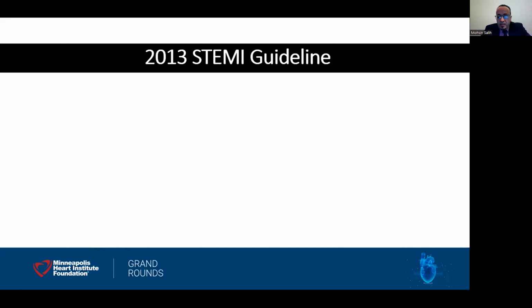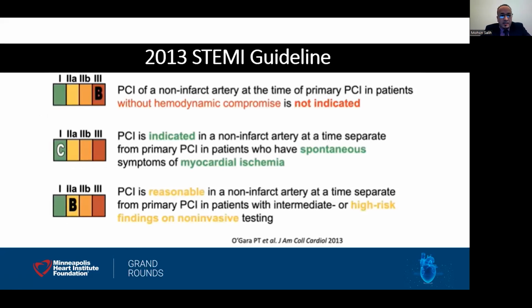So in 2013, depending on the data at the time, the STEMI guidelines said it is harmful to treat patients presenting with STEMI who have multivessel coronary artery disease when they are hemodynamically stable. So it's Class 3B and it's harm. And Class 1C only if the patient presented with spontaneous symptoms of ischemia later.